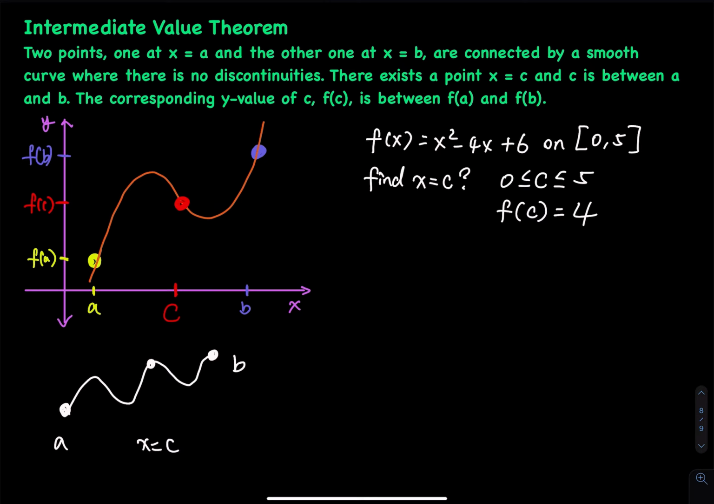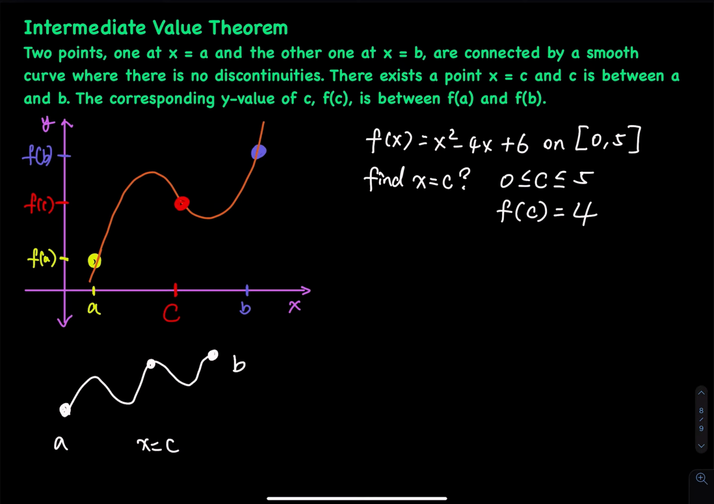So let's use this example. We have a quadratic function, x squared minus 4x plus 6, and I want the domain to be 0 to 5. I know it's a parabola. I only need the piece between 0 and 5. I want to find out what the c value is. So c is between 0 and 5, and when you plug the c value into the function, the y is equal to 4. All right, let's do it.